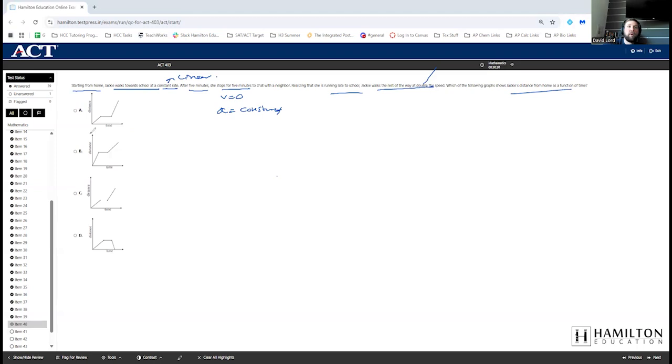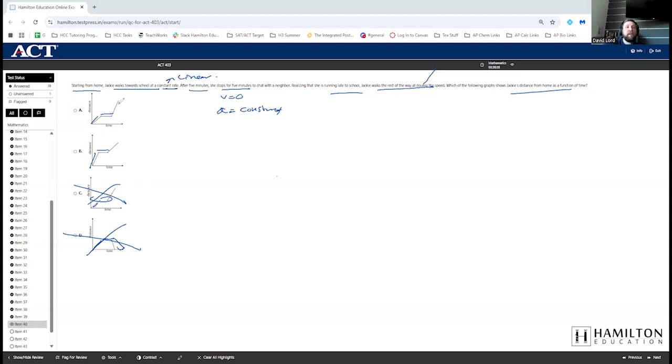All right, so we have a normal rate and then flat. That seems good. Normal rate, then it just disappears, so it's not C. And this right here is normal rate, flat, but then returning home. She didn't return home, she went faster to get to school. All right, so what else could it be?